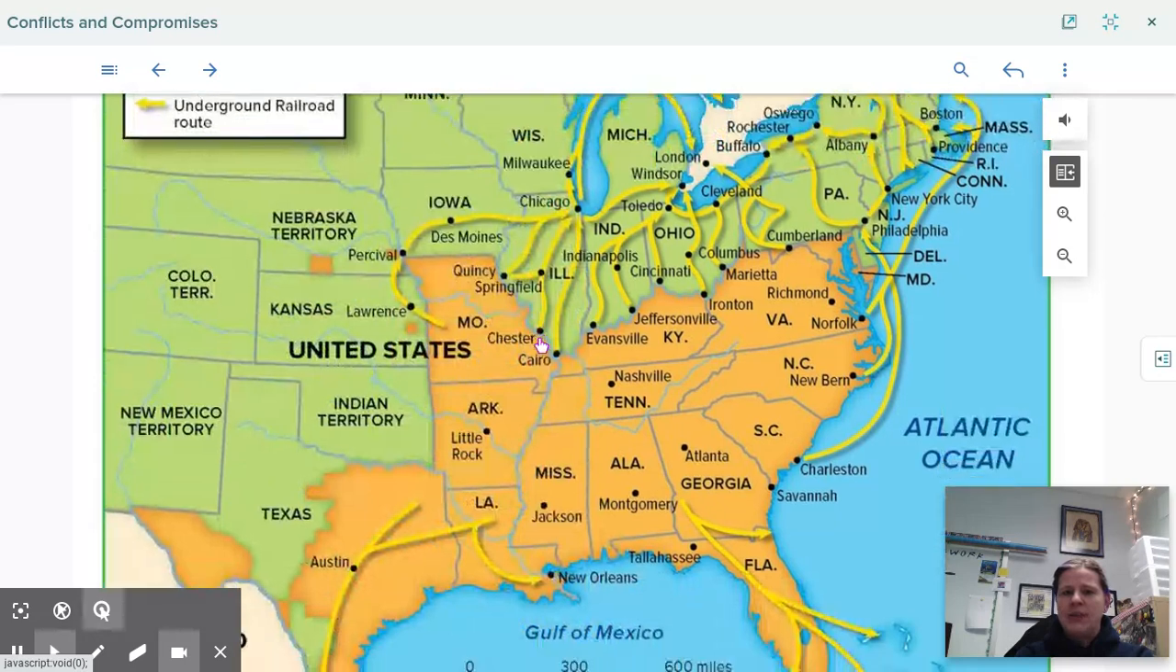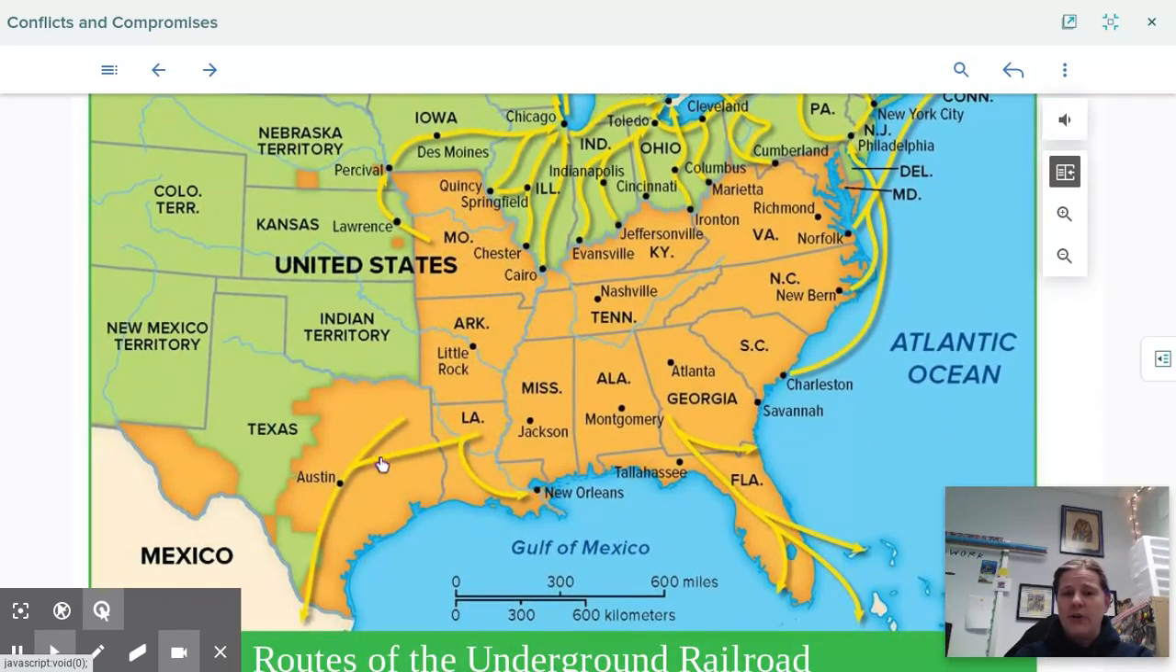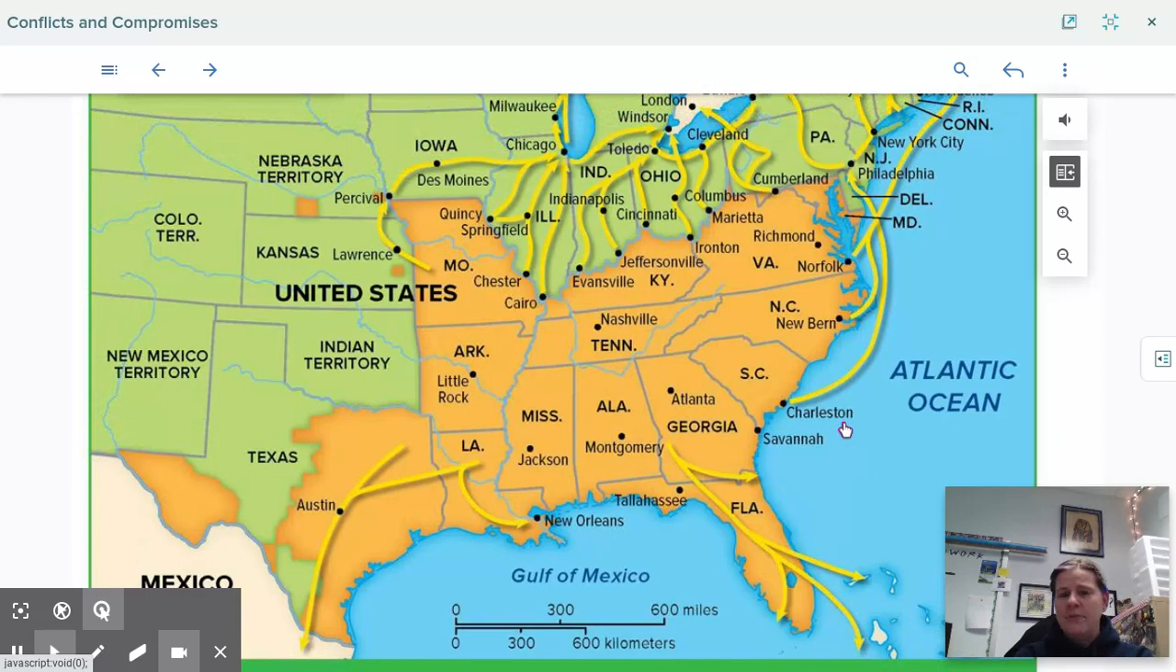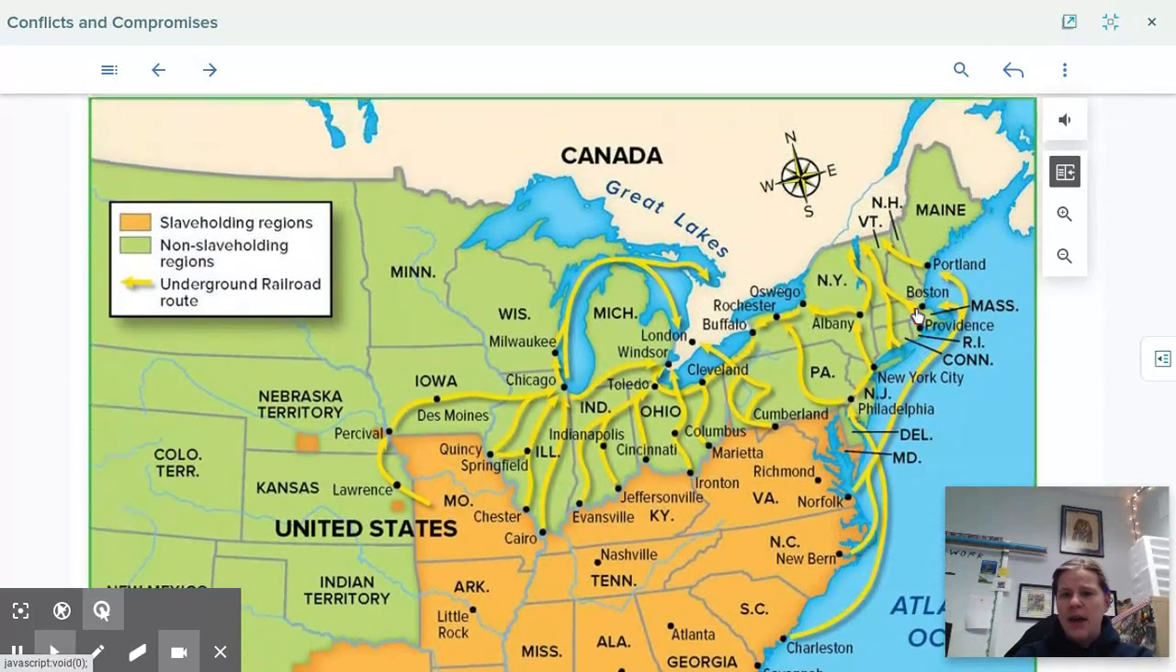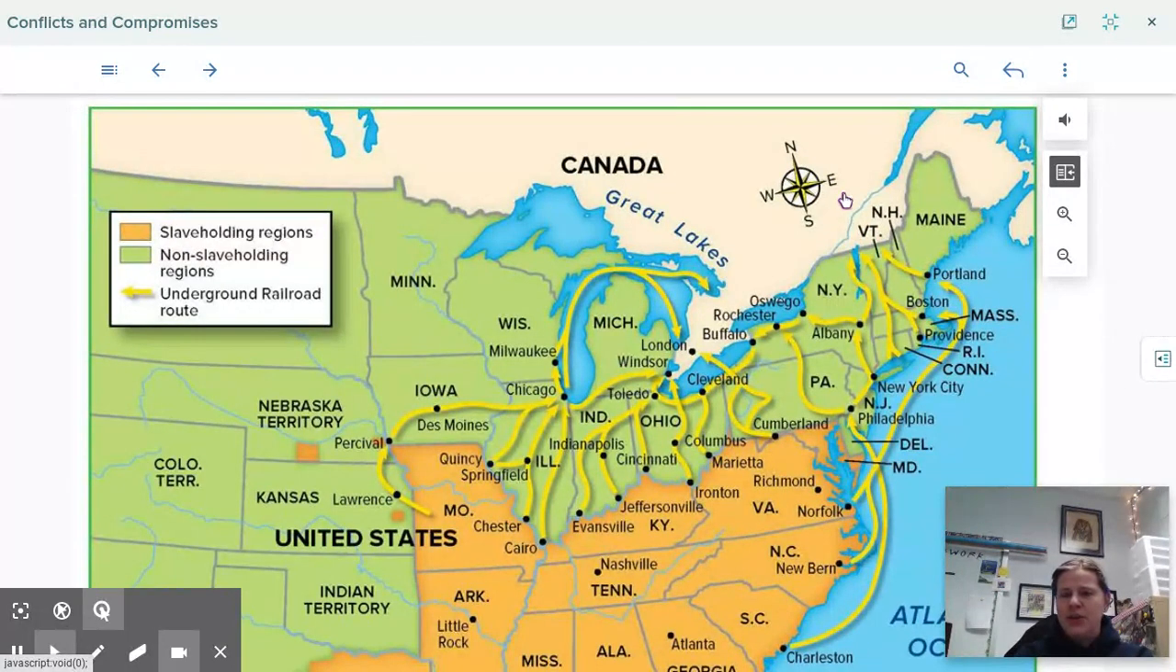So you can see down here, way far south, you can see several of these routes going even further south into what would be Mexico or into water routes. So a lot of these would go into the water and then either escape further south into Mexican territory or by water this way and up into Canada up here. So many of these routes, again, would travel through the non-slave states and many would end up in Canada.